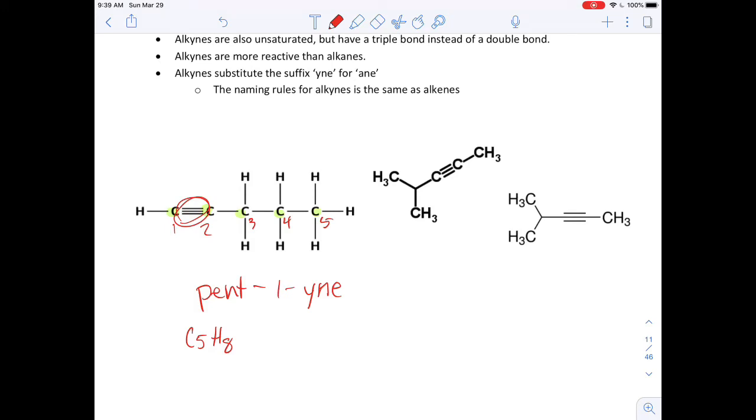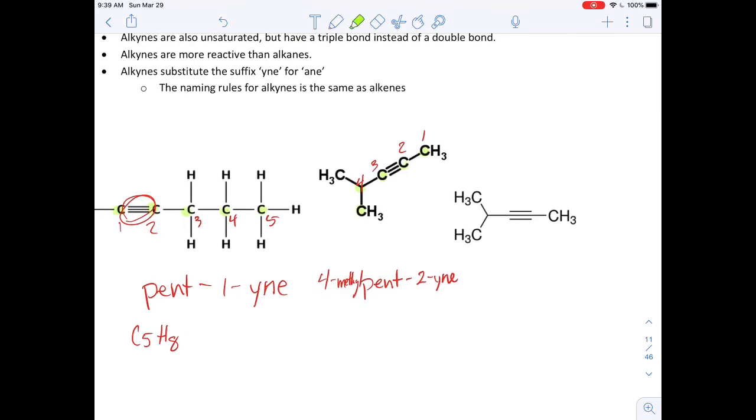The next one here, got 1, 2, 3, 4, 5, and so this is a pent-yne. So this is going to be a pent, and I'm going to go 1, 2 because that's going to give me a lower number for the triple bond. So it's a pent-2-yne, and I'm going to get a methyl coming off of my 4th. Ooh, I'm writing too small here. 4-methyl pent-2-yne.